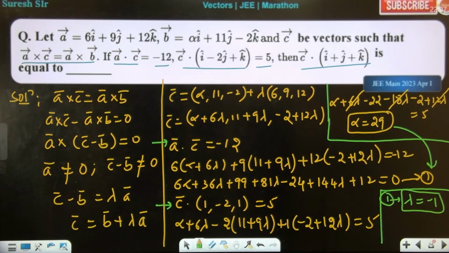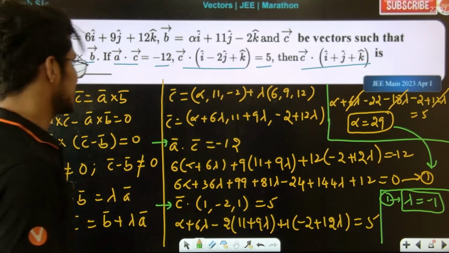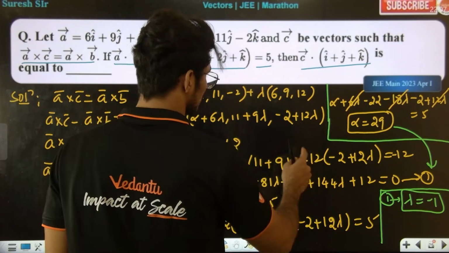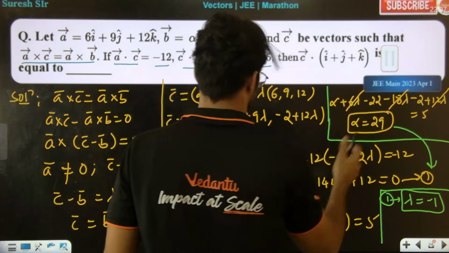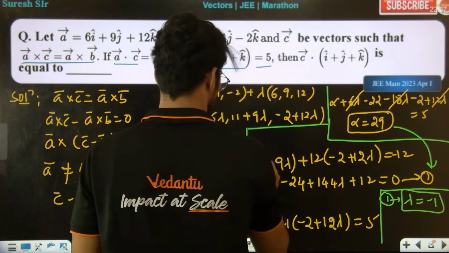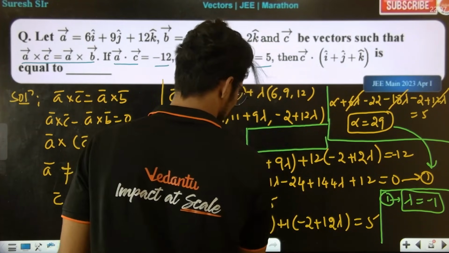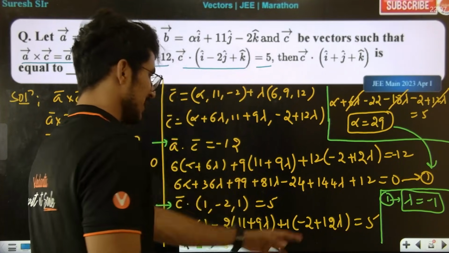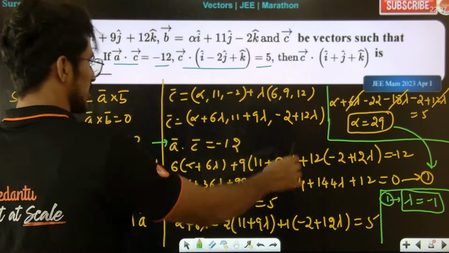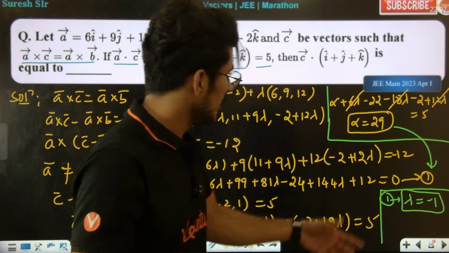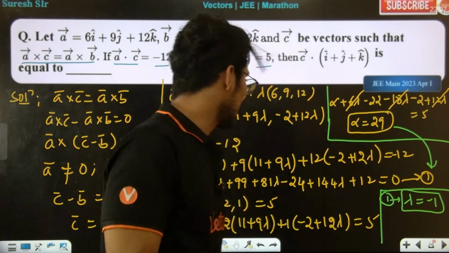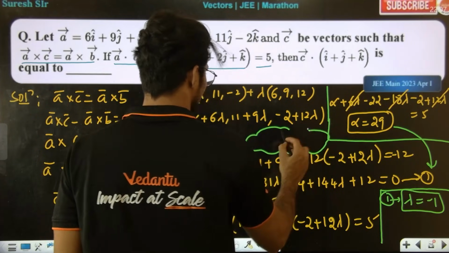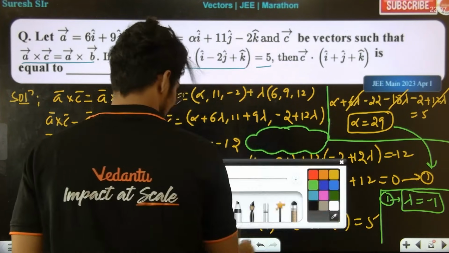For lambda value minus 1, what is the C vector going to be? Now tell me. Let me write the C vector here, in this green color. So minus 1 is the lambda value and 29 is the alpha value. If you put the alpha value in equation number 1, lambda value is minus 1. So what is the C vector going to be? Yes or no?